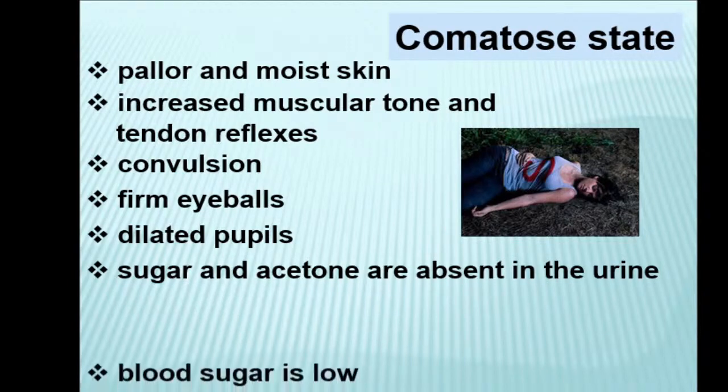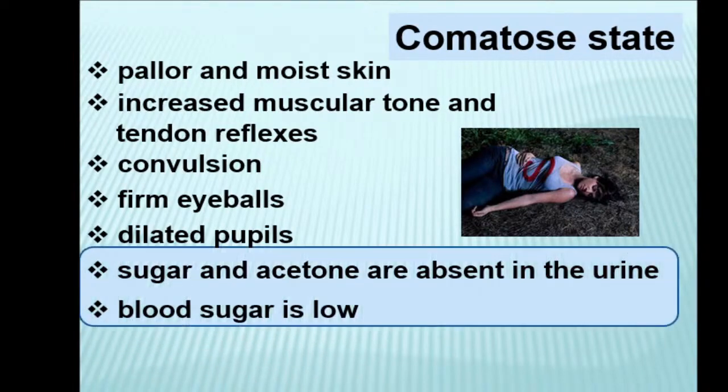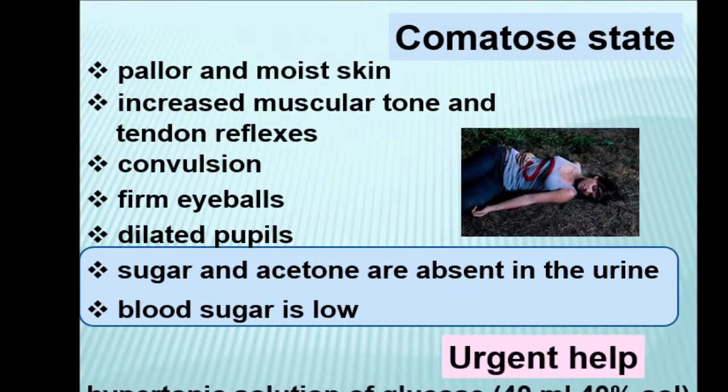When blood sugar decreases, urine shows no problems, no acetone, no glucose. It is characteristic for hypoglycemic coma, and this patient needs emergency aid: an injection of hypertonic glucose solution, sometimes 40 milliliters of 40% glucose, enough to bring the patient back to consciousness.